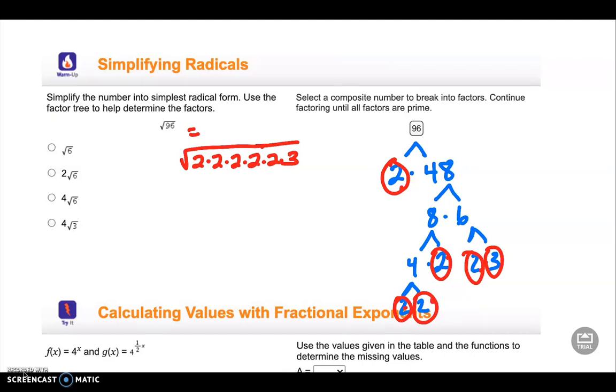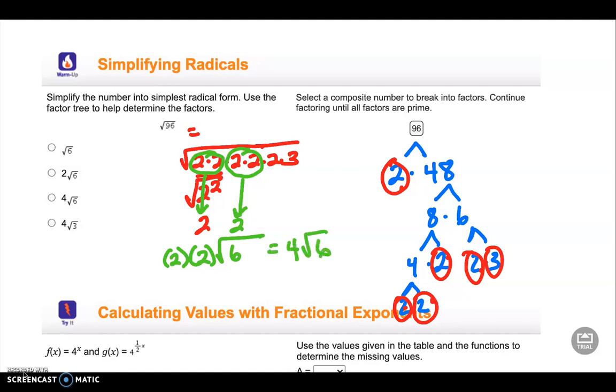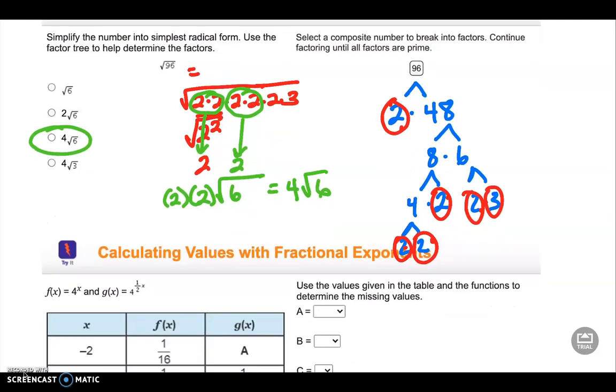Now remember, whenever we're trying to take the square root of something, 2 times 2 is 2 squared, and the square root of 2 squared is just 2. So basically, anytime we have a pair underneath the radical sign, one comes out, another pair, one comes out, and we're left with 2 times 3 still under the radical. So I've got 2 times 2, and then underneath 2 times 3 is 6, and to simplify that even further would be 4 times the square root of 6. So right there is the simplest radical form.